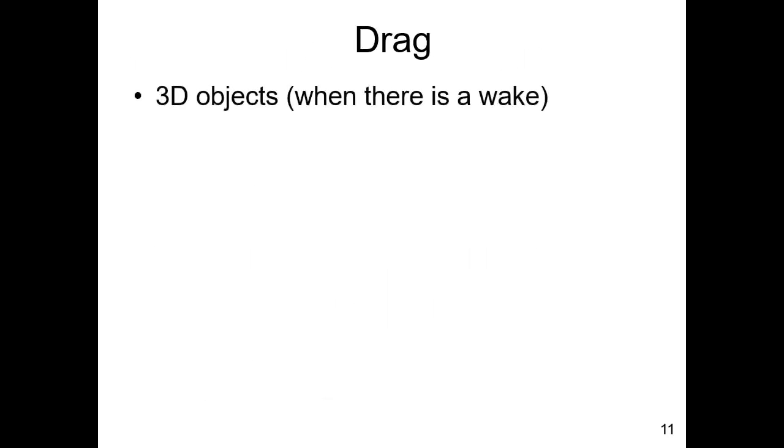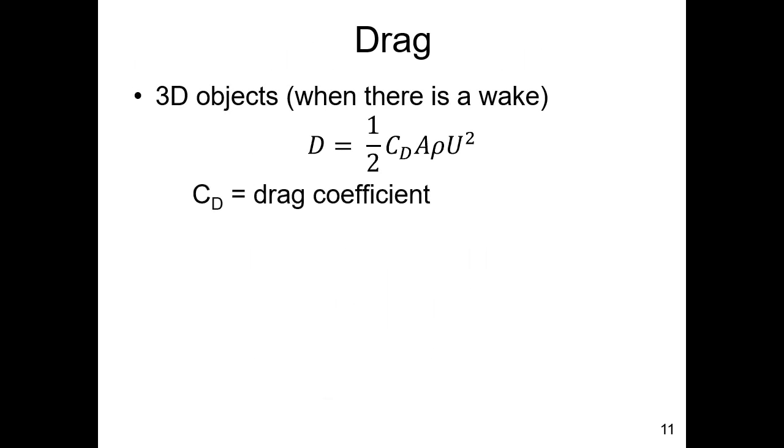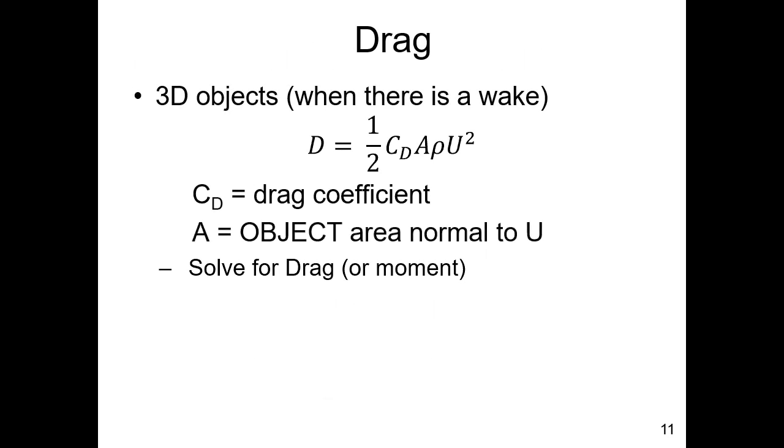So for 3D objects, when there is a wake, this is the drag equation. It's the momentum form of the drag equation as we were introduced when we were talking about drag on flat plates. How we use this equation is we'll either solve for the left-hand side, we want to know the drag force, or we could use this equation to solve for velocity. Typically, this is known as the settling velocity, and we'll probably be getting into that next lecture.